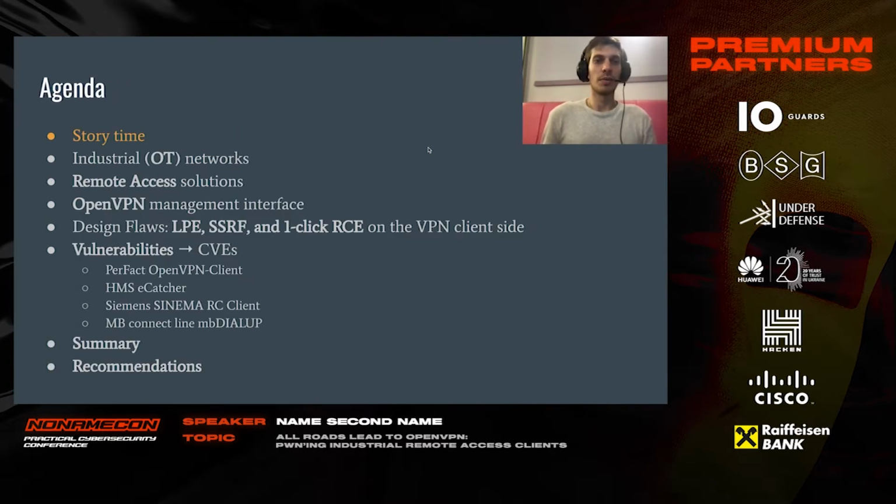So let's start with the agenda for today. First of all, I'm going to tell you the story behind this research. Then we'll go over quickly and describe what industrial OT networks are. Then we're going to discuss what remote access solutions are and what's the relation to OpenVPN, and what are the design flaws that we found in how remote access solutions are implementing OpenVPN, and why and how we abused and exploited this fact to gain a couple of vulnerabilities and CVEs. So with that, let's start with our story time.